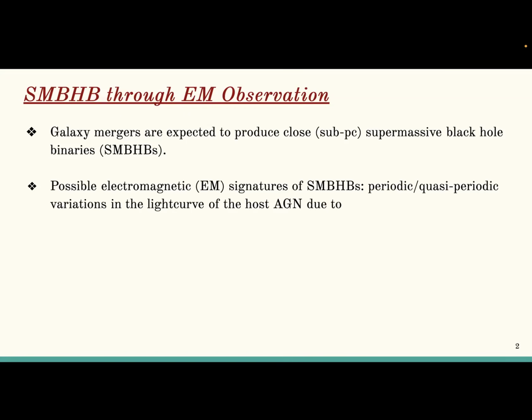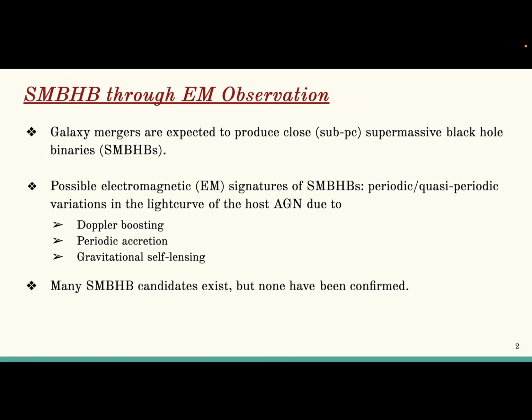Okay, because an AGN hosting a supermassive black hole binary should exhibit periodic or quasi-periodic variations in its light curve, and the periodic variation can arise due to different mechanisms. For example, Doppler boosting of the emission from the black holes due to the binary motion, binary-induced periodic accretion, and so on. I think we have already heard about this, and we will hear more. Based on these expectations, many supermassive black hole binary candidates have already been proposed, but so far none of them has been confirmed to be a binary.